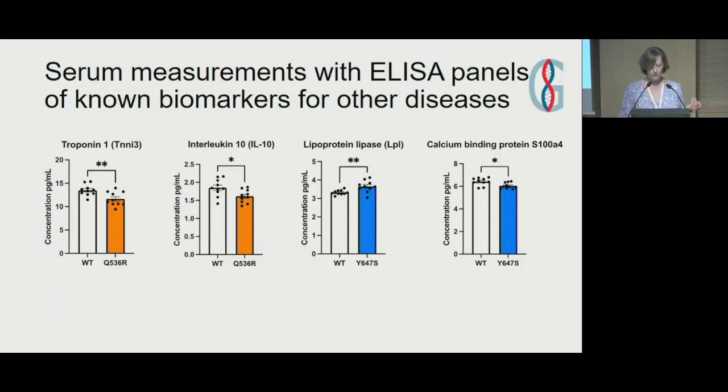So for example, in the Q536R, we saw reductions in troponin and interleukin 10. In the Y647S, we saw increases in lipoprotein lipase and calcium binding protein S100A4. What I want you to see, though, is that there's a lot of overlap between the wild type and the patient variant. So I'm not convinced that these will be good biomarkers because they're not that different from wild type, and we'd like something that really stands out as being very different.